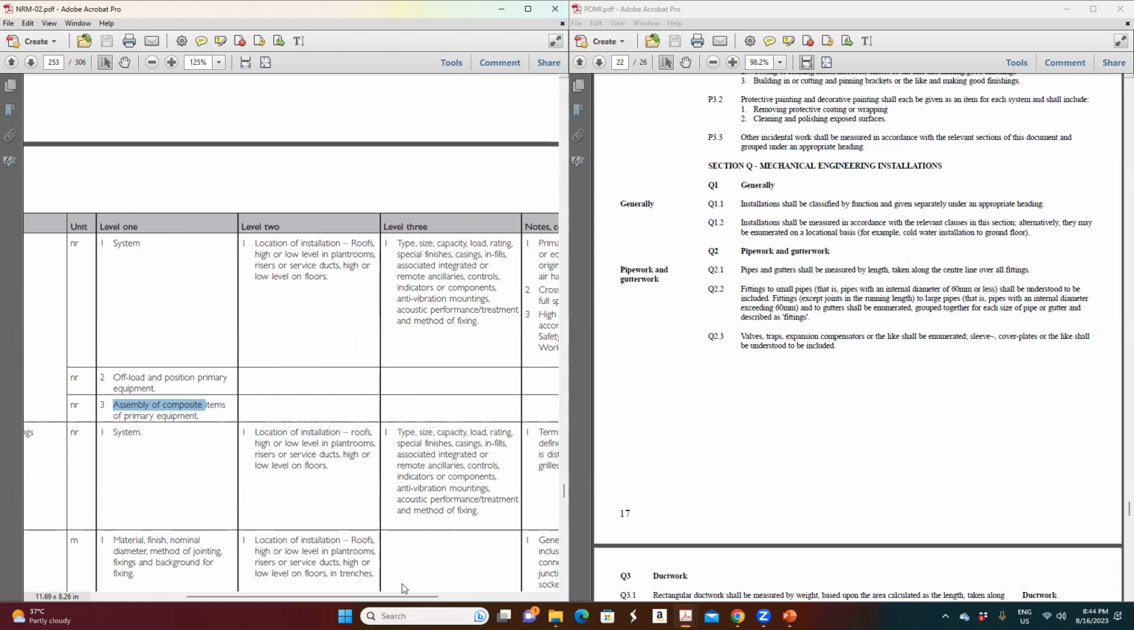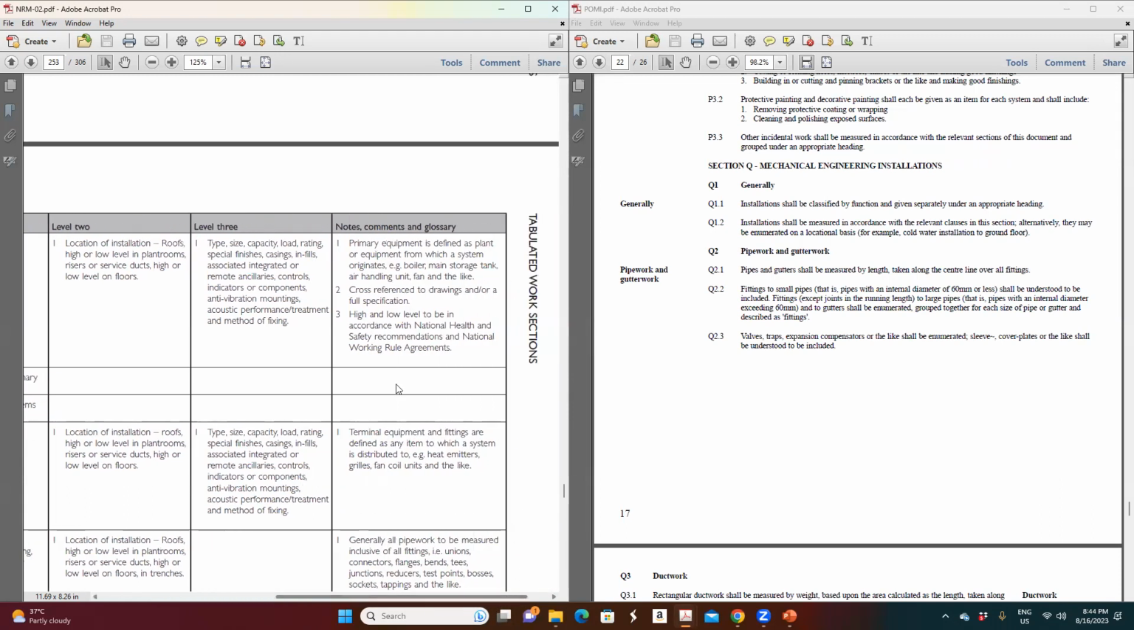You will take it to the roof, because the huge chiller taken as a composite item to the roof may be difficult. You need a heavy crane. So you take it piece by piece to the roof and install it, assemble it. That is considered as a separate item.